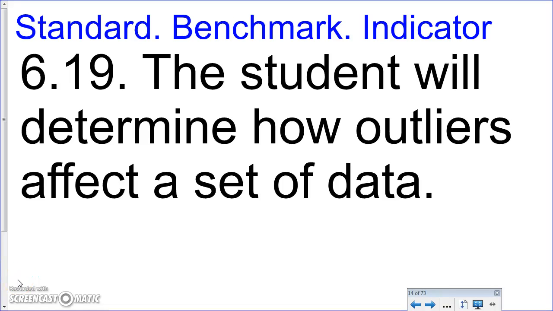Today we are looking at how outliers affect a set of data. Please copy down the standard benchmark indicator at the top of the clean page in your math notebook. The student will determine how outliers affect a set of data. You can pause the video here to allow yourself more time to write down the SBI.